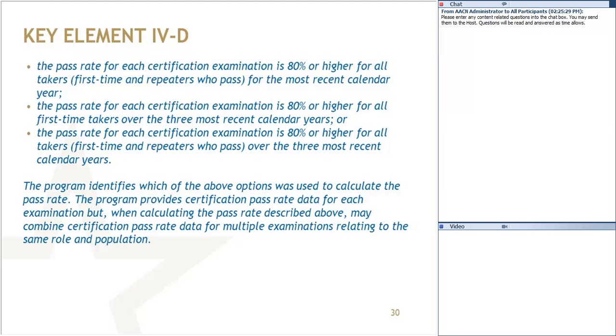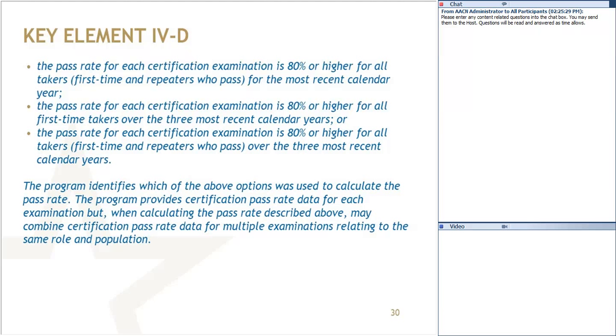And if we look at the last paragraph, the other point I'd like to make before we move on is, it says that the program identifies which of the above options was used, and it also provides pass rate data for each exam. But when calculating the pass rate described above, you may combine certification pass rate data for multiple examinations related to the same role and population.